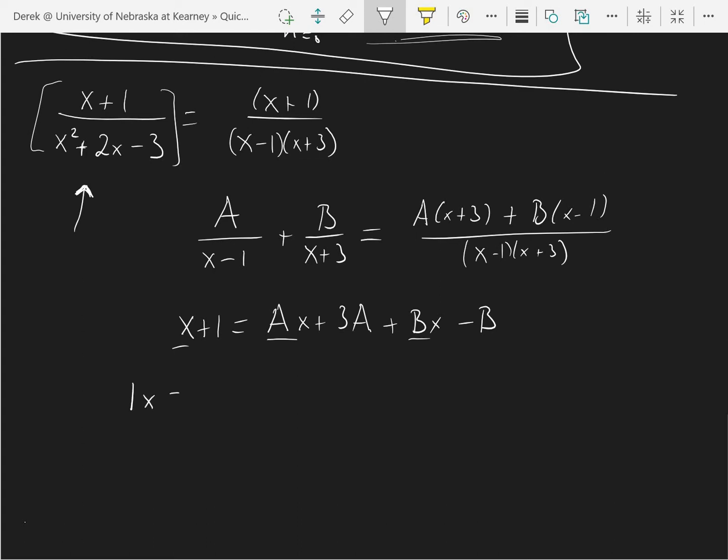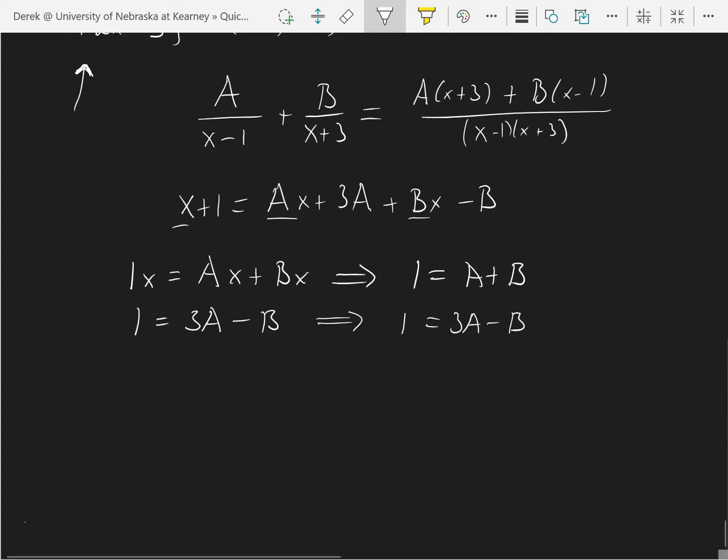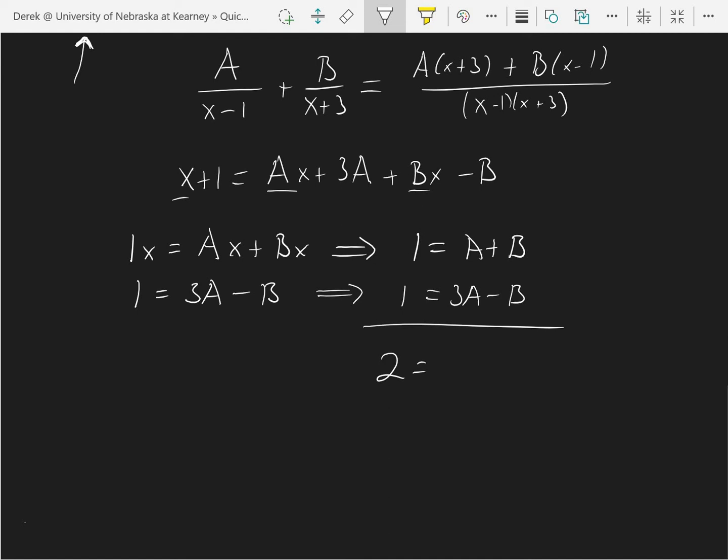I get 1 times x equals ax plus bx, which is going to tell me that 1 has to equal a plus b. And I get that 1 is equal to 3a minus b. So I've got 1 equals 3a minus b. Alright, if I add these two together, I get 2 equals 4a, which tells me a equals 1/2. And then b has to equal 1/2 as well. So there's my partial fraction decomposition.